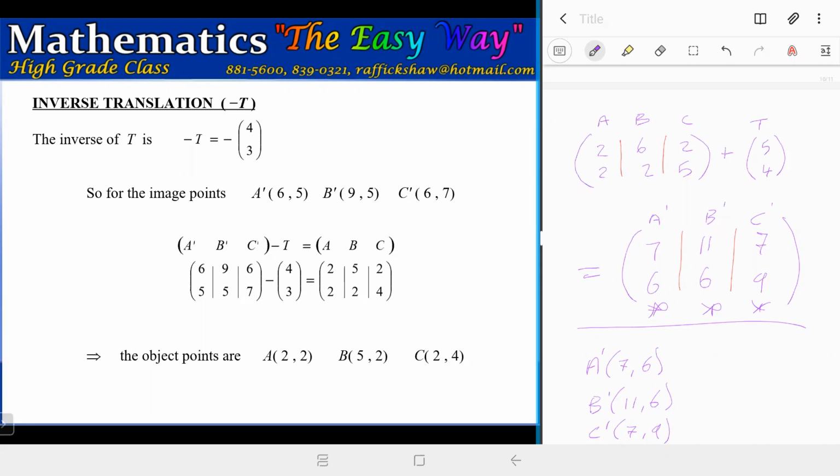Done with translation right there. Just need to do questions with it now. Very easy. It's the only one where we're adding values.